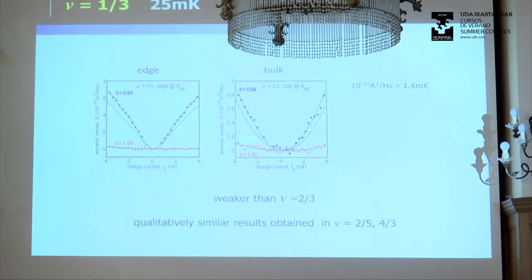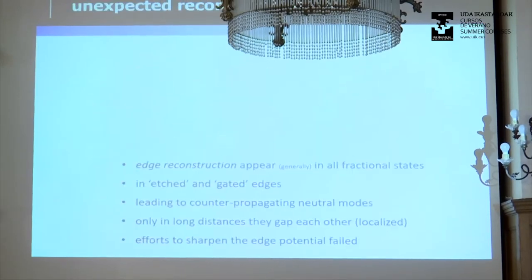So it's weaker. You see the numbers are very small. It's very challenging to measure this noise. This is about 4 kTg at 1 millikelvin, so it takes a lot of integration time. And the same thing you measure also in 2/5 and 4/3 and all these. So every fractional edge we ever measured has an edge reconstruction, in gallium arsenide two-dimensional electron gas, in many different structures, etched or gated.